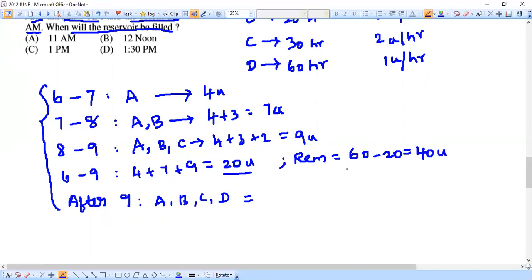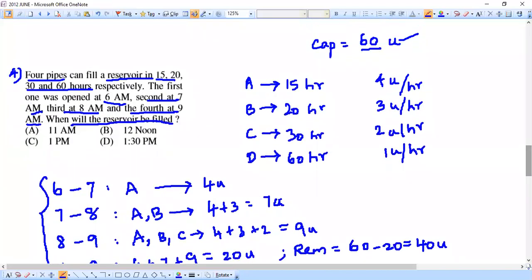Now these 40 units are filled after 9 by how many pipes? By all the 4 pipes, A, B, C, D. A, B, C, D are working at a time. So if all 4 are working at a time, then their combined efficiency is how much, that we have to calculate. Combined efficiency will become 4 plus 3 plus 2 plus 1.